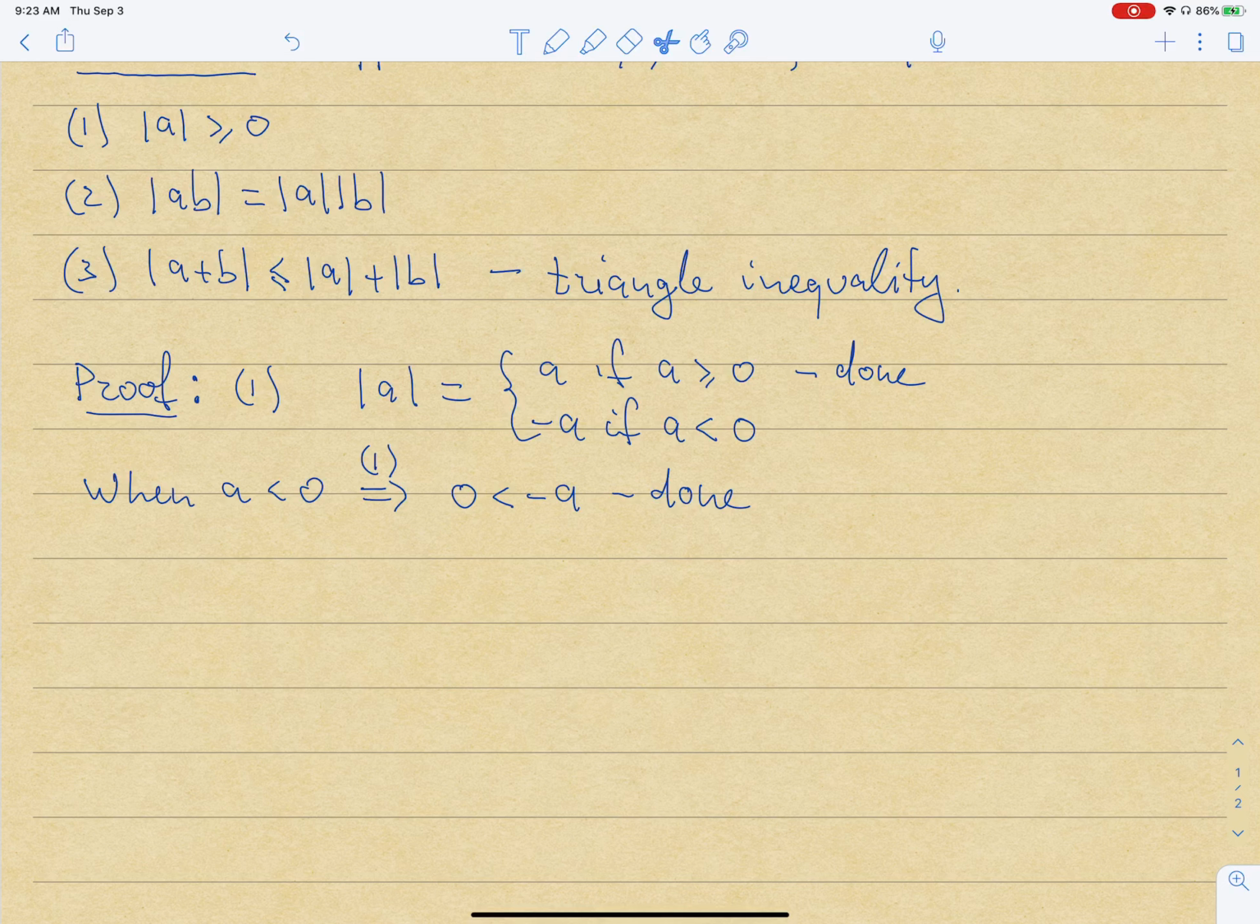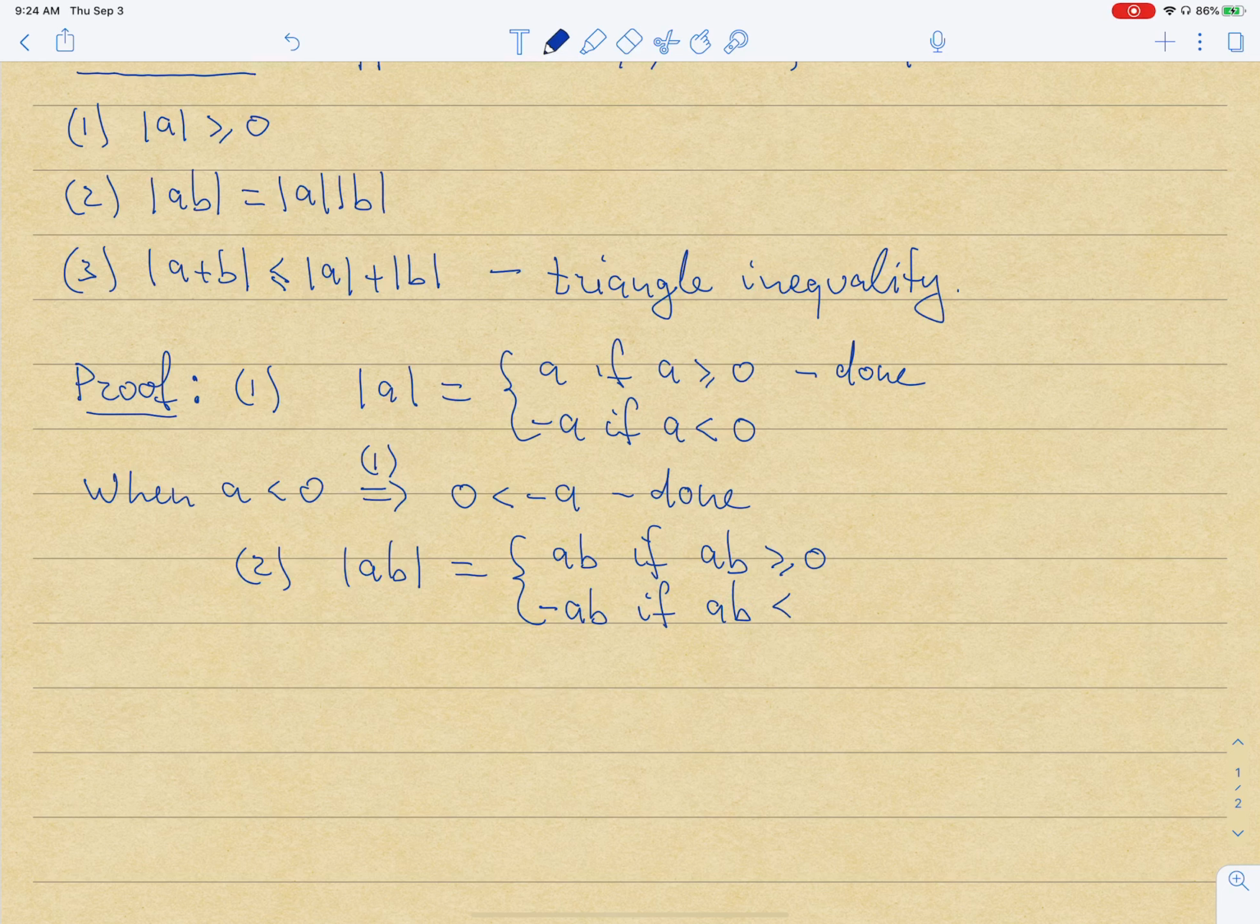Okay, let's do number 2. We're taking absolute value of a times b. And what do we have here? We have that this is equal to ab if product ab is greater or equal than 0, and is equal to minus ab if product ab is less than 0, right? So that's what we know.